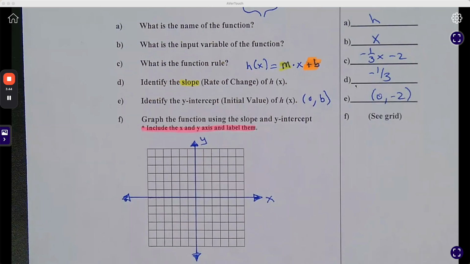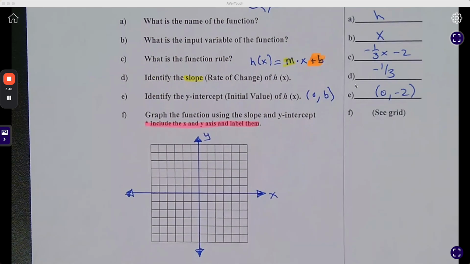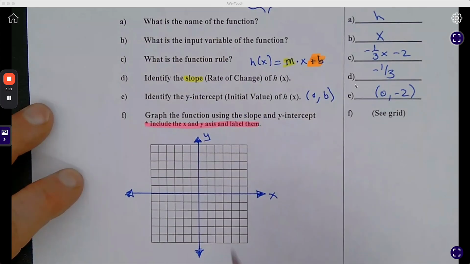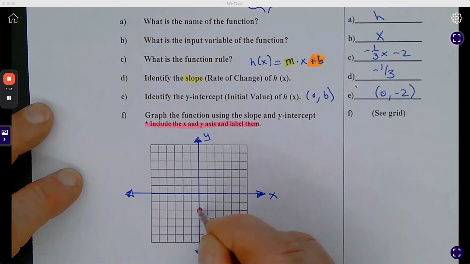All right, we're going to go ahead and plot the point 0, comma b. 0, comma b is 0, negative 2. That's right there. So I'm going to call that 0, negative 2.